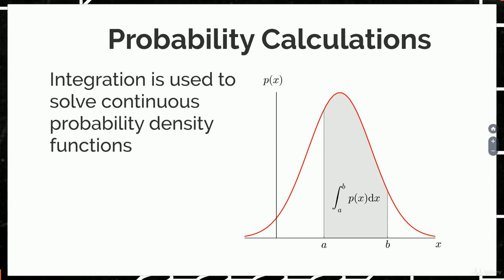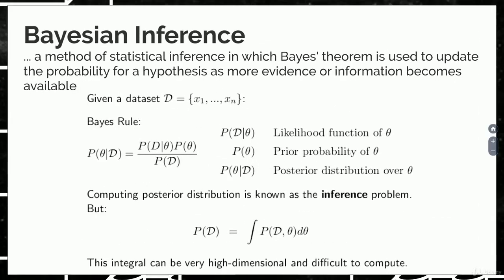So let's talk about another example of that, and this is in Bayesian inference. So this is a statistical inference in which Bayes' theorem, which we're going to talk about, is used to update the probability for a hypothesis as more evidence or information becomes available. So let's go over this. We have a data set, and we can use Bayes' rule, which we will go into in a later slide in more detail. However, what Bayes' rule often gives you is a posterior distribution, and solving this distribution is known as the inference problem.